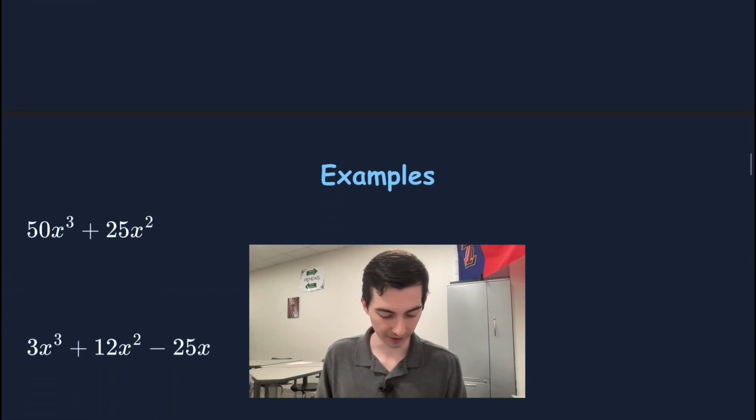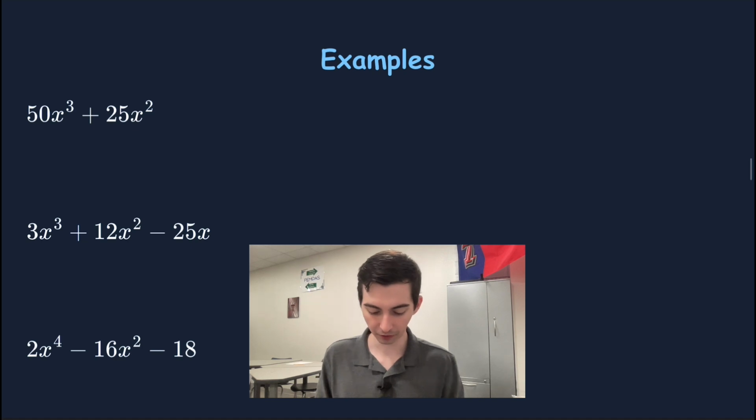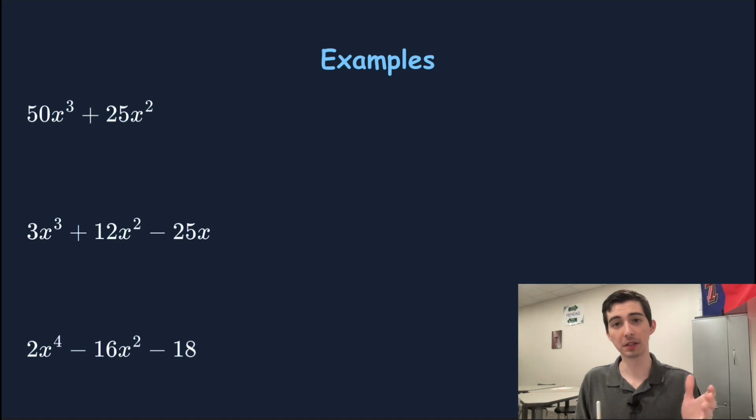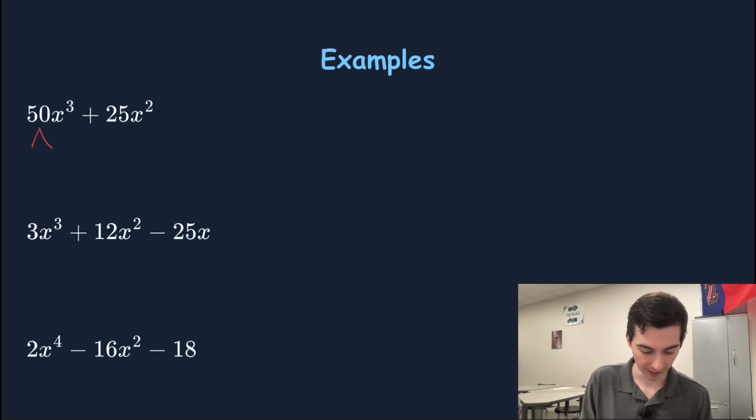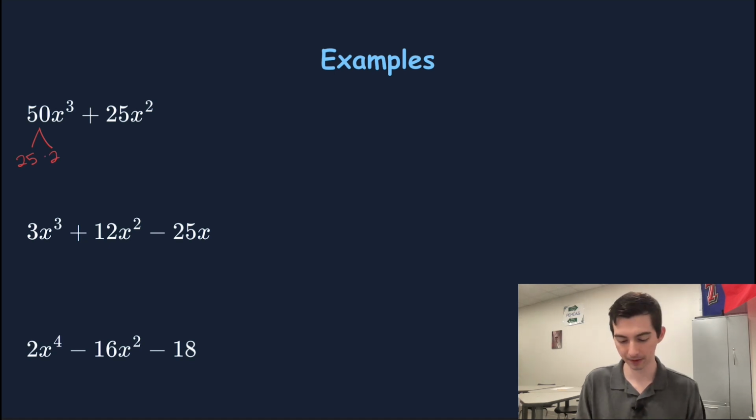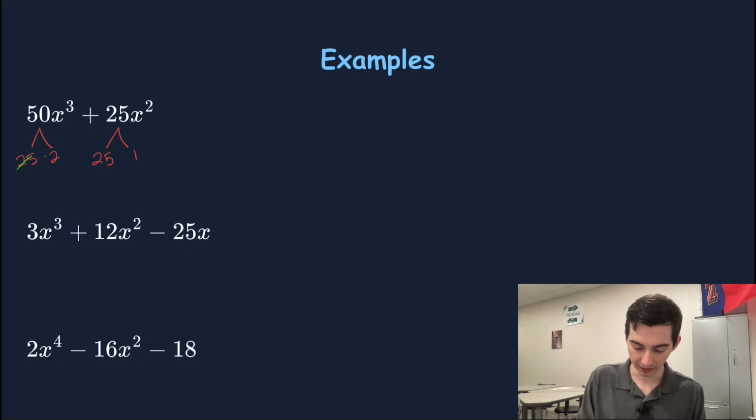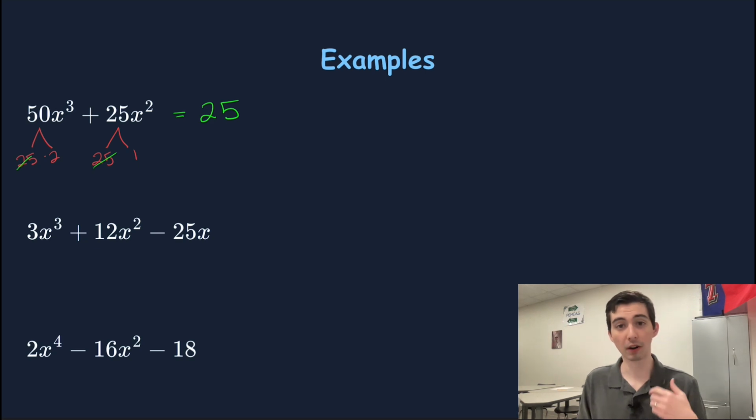So we're going to look at a couple of examples here. For this first one, 50x cubed plus 25x squared. So let's break this up piece by piece. Let's factor out a number and factor out a variable. So when I look at these two numbers, 50 I can say can be separated into 25 times 2, right? And then this 25 can be separated into 25 times 1. And so now what we can do is we can cancel out both of these 25s. And when we cancel something out, we're going to make that part of our GCF. So we're going to divide all of our terms by 25.